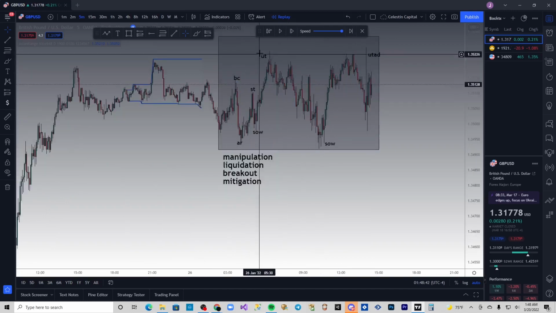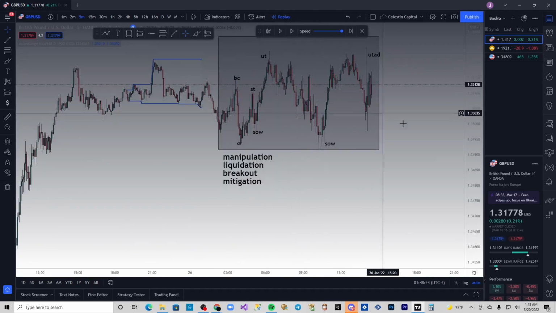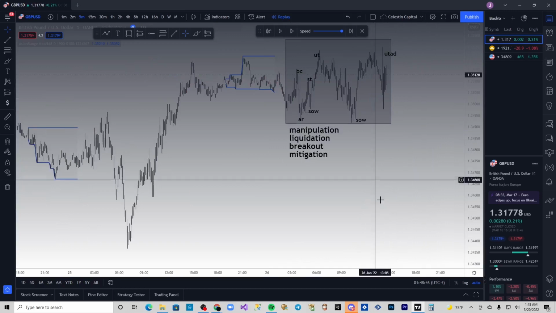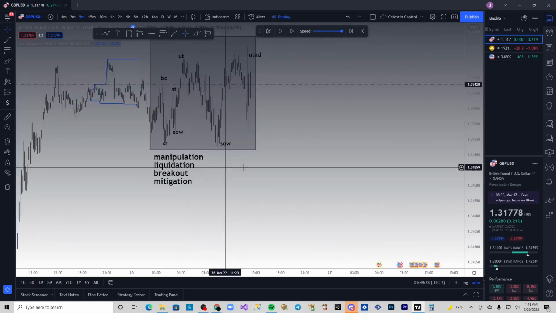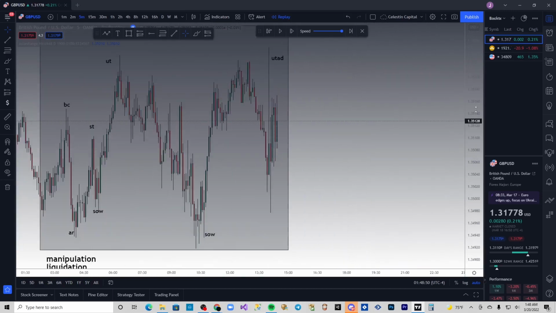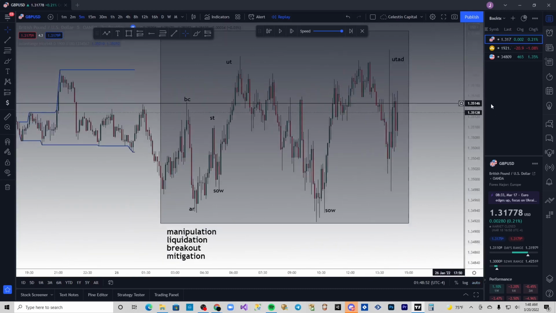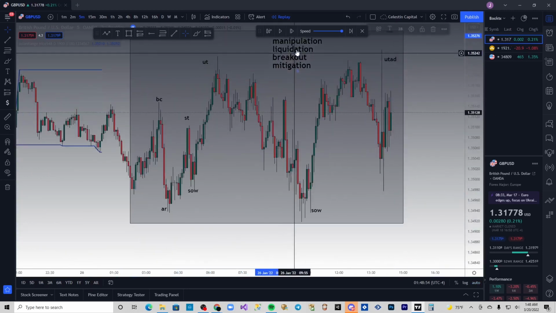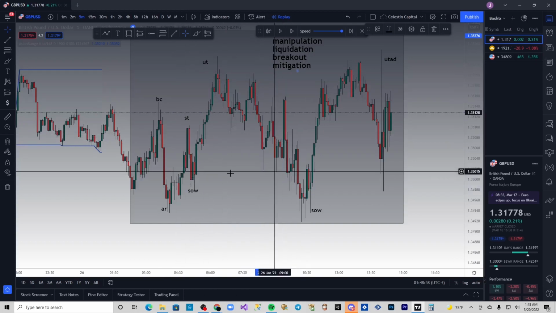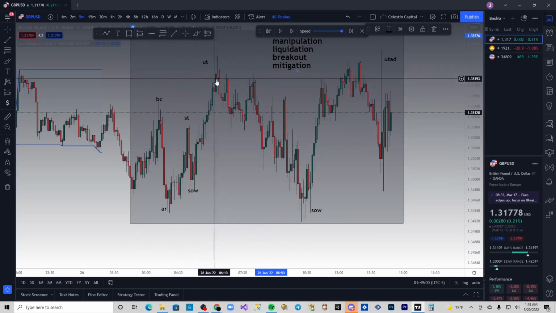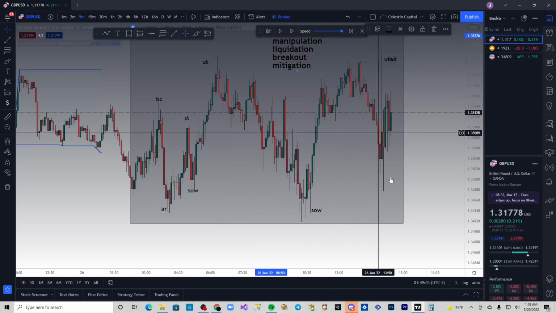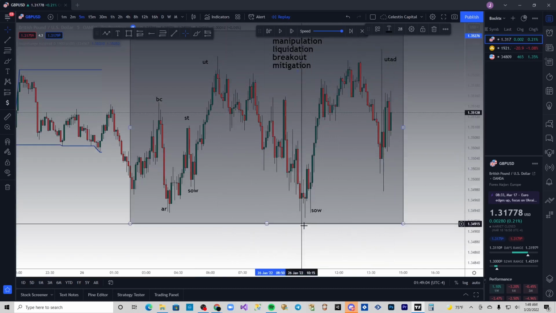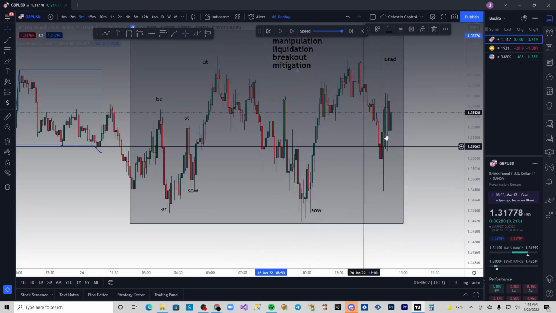So you see that this manipulation is happening, right? Then what do we get after the manipulation? We get manipulation, then we get liquidation. Sorry, this happened. Let me actually do this. We get manipulation, then we get liquidations happening, right? As I just showed you. Then we get the breakout. So the breakout happens when price shoots down or up. There's a huge momentum shift in price.